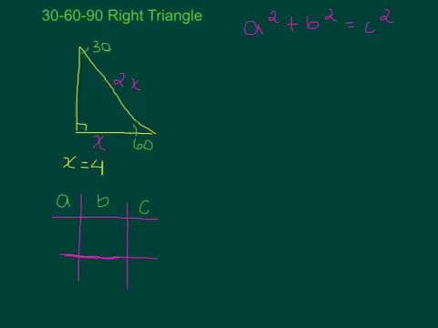So let's go ahead and fill out our chart in terms of x. This is x, 2x. Okay, so we know that x equals 4. All right, so a is 4. B is just 4 times the square root of 3. And then c is just going to be 8, or 2 times 4. Well, that was easy. Again, this is just derived from the Pythagorean theorem, but it's so easy because it's a special right triangle, 30, 60, 90.